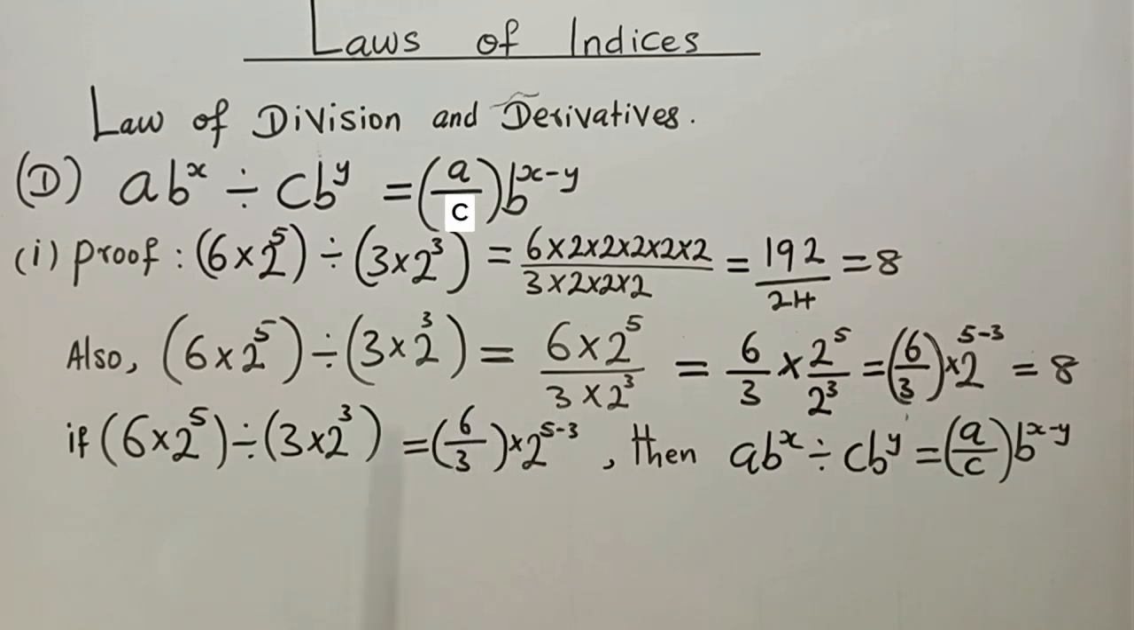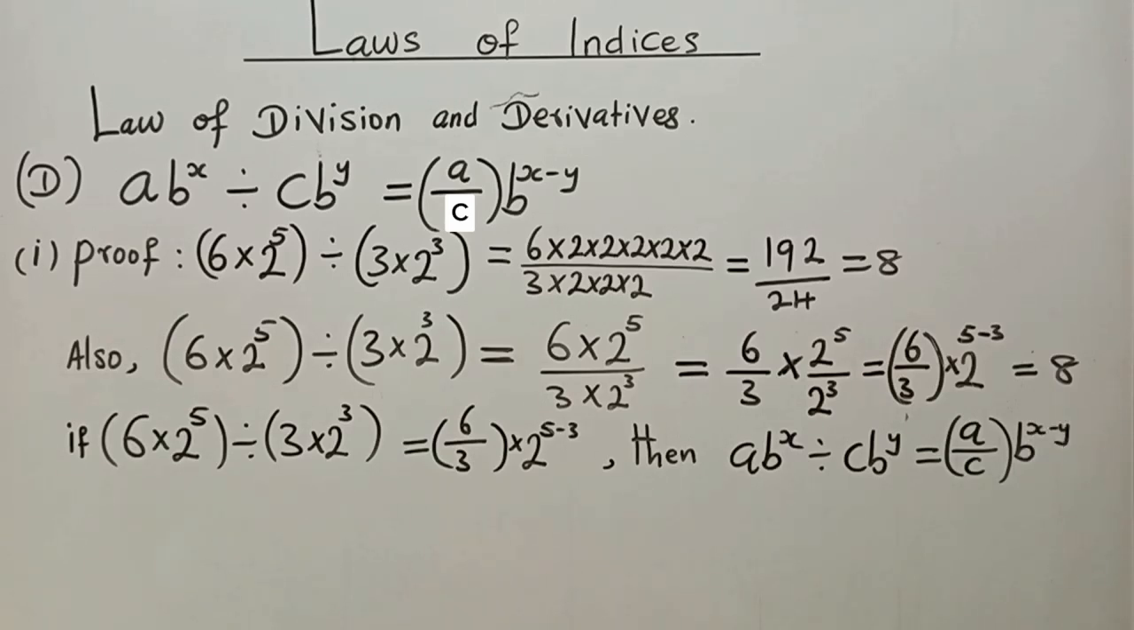minus 3. Since this will give us 8, the same 8 we got here, we can conclude that, not minding what is here, whether it is 6 or something else, whether it is 2 or something else, whether it is 5 or something else, whether it is 3 or something else, the conclusion is that A times B to the power x divided by C times B to the power y is equal to A over C, then times B raised to the power x minus y.